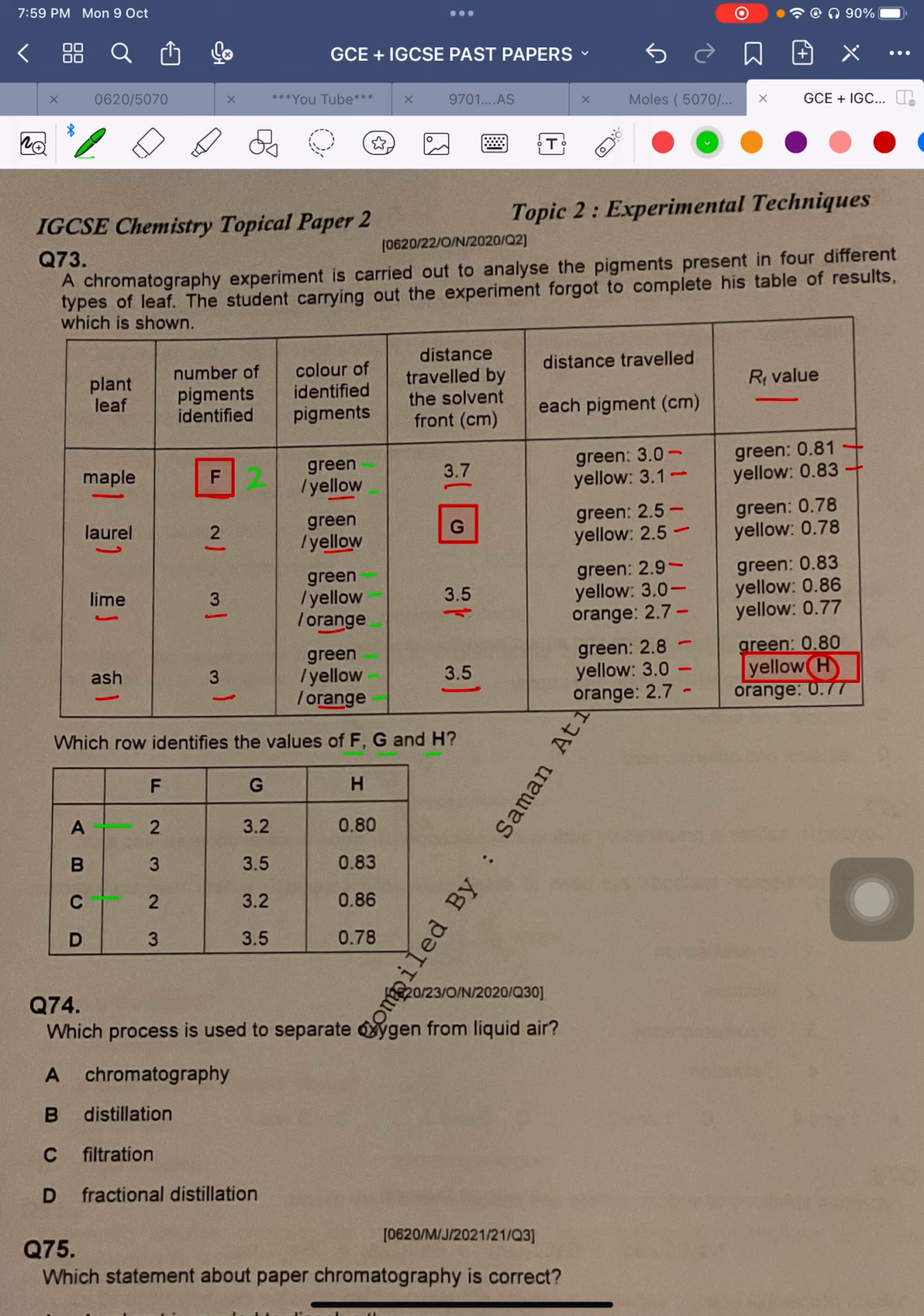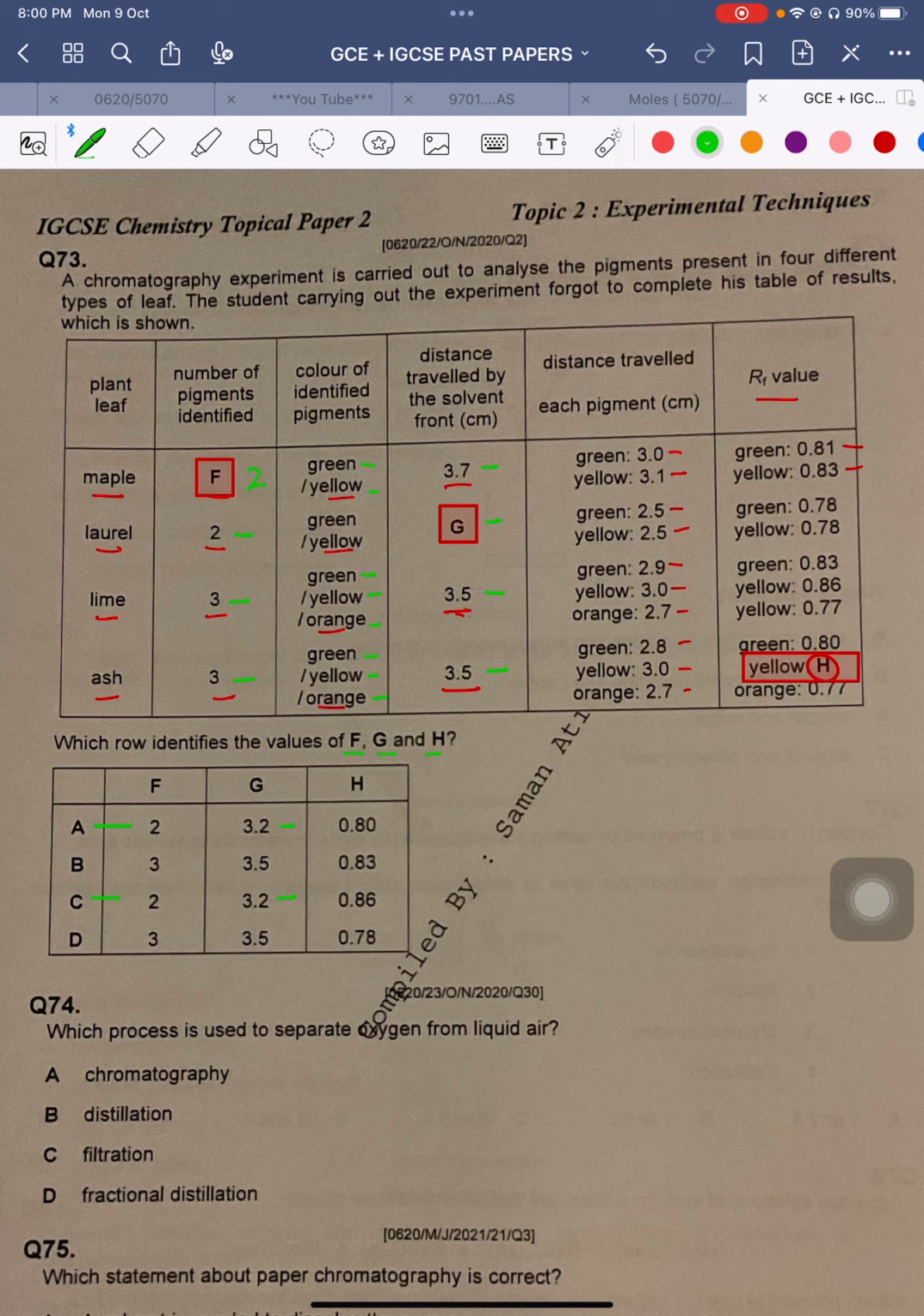Now come towards G. The distance traveled by the solvent can be what? With 3 and 3, it is 3.5 and 3.5, whereas with 2, the distance should be 3.7. We can see that G is between the two or something like that. So it can be either 3.2 here or 3.2 here, so we have to select the same. G is the same. Then we have to look into the color yellow.